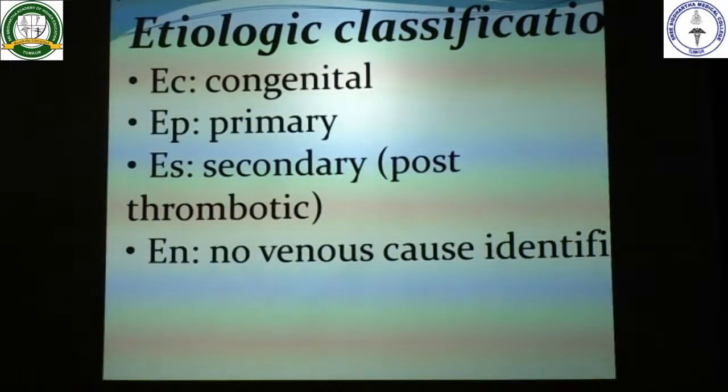The next one is E. E implies etiological classification. It is subdivided into C meaning congenital, P meaning primary, and S meaning secondary. Usually congenital causes will be there. Primary means the exact etiology is not known, and secondary means there should be some causes, like varicose veins following a known cause. N means no venous disease identified.